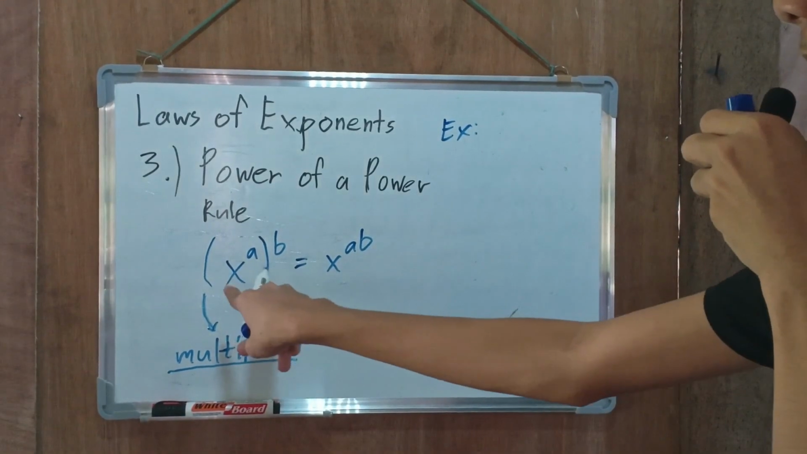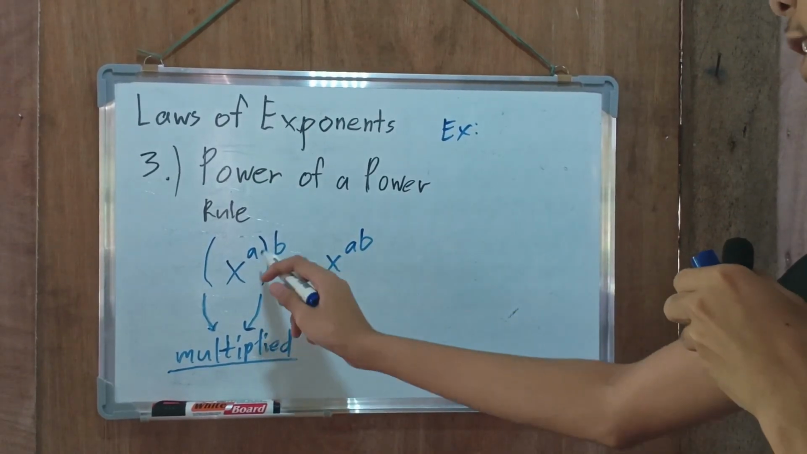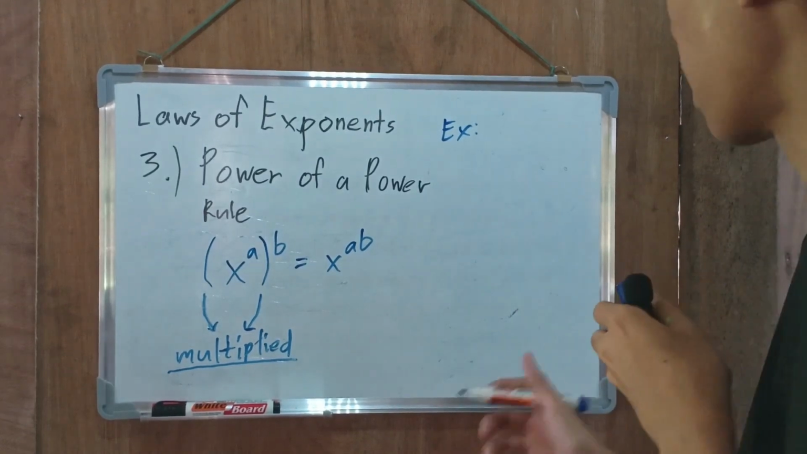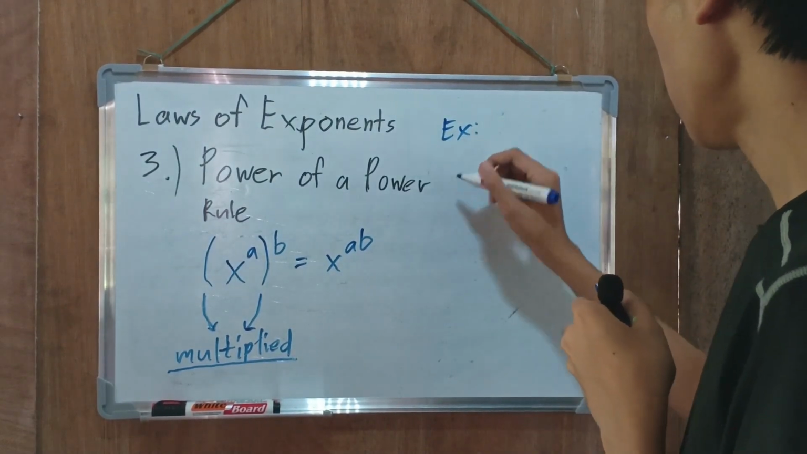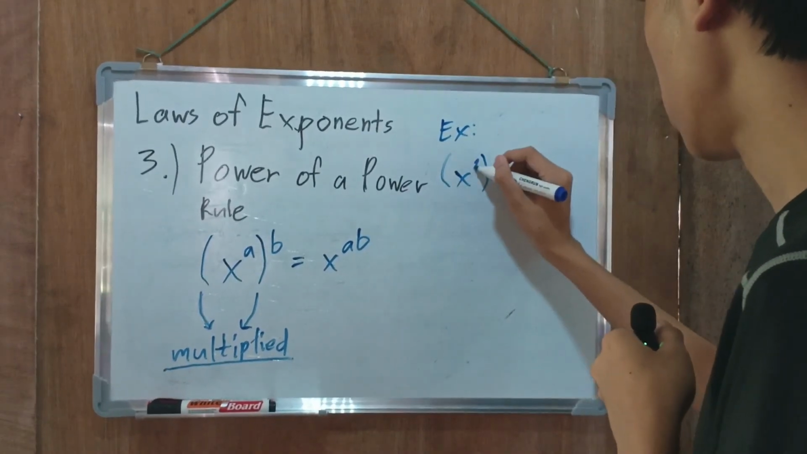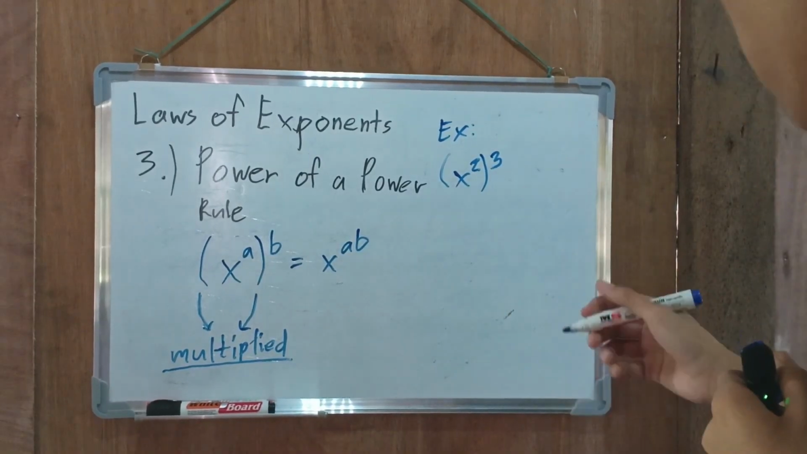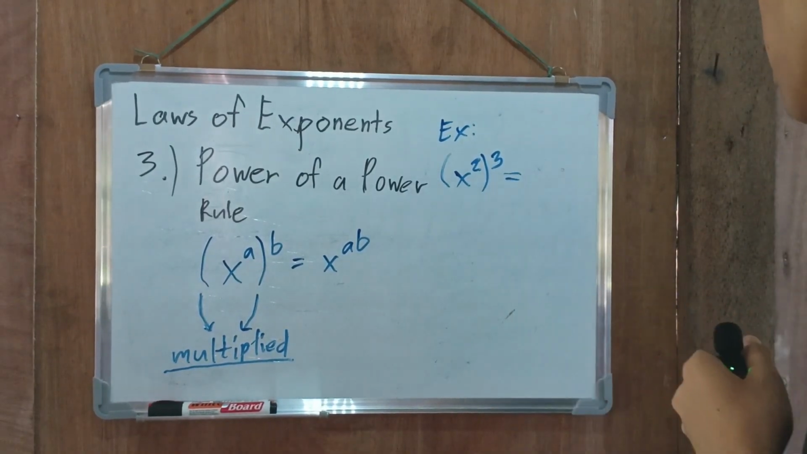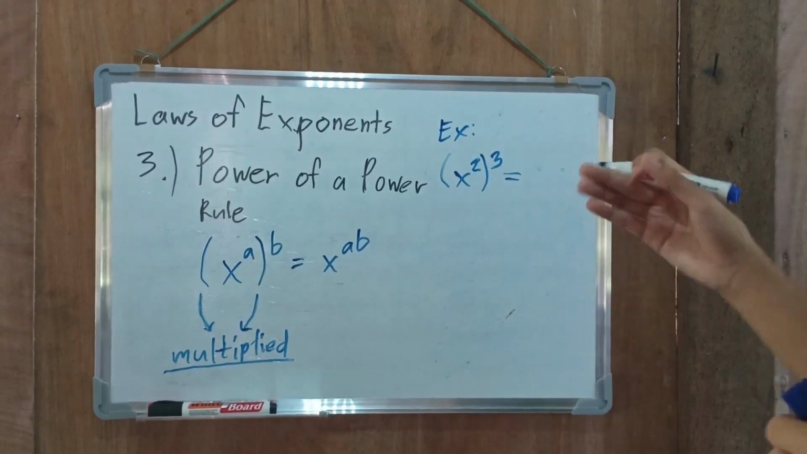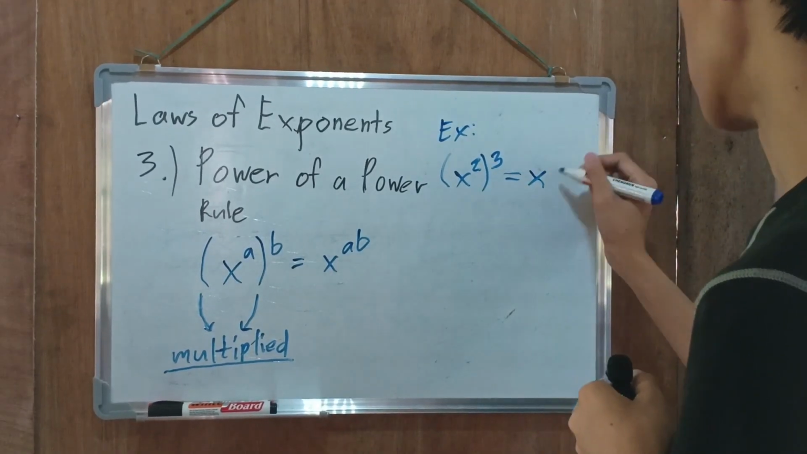When you see those two parentheses, it means they are multiplied. So that's why it states a times b. So I'm just going to continue. Now I'll give you an example. Here we could see x raised to the second power, raised to the third power. That means x raised to the second power times 3 equals x to the 6.